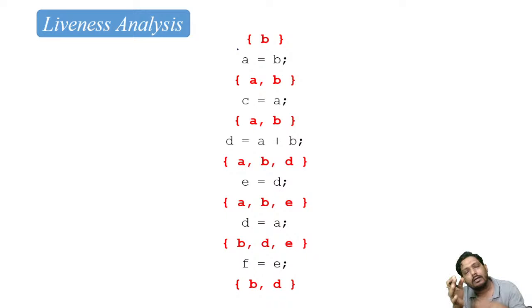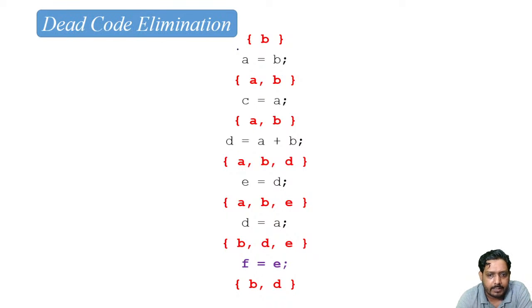Like we identified the available expressions, similarly here we are identifying which variable is live and which variable is not live in this case. Now we will do dead assignment elimination. How will we do dead assignment elimination?